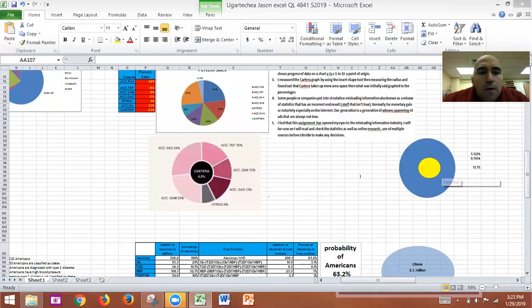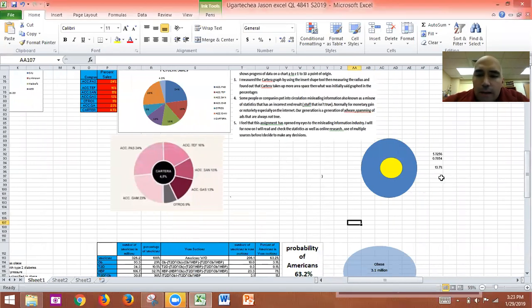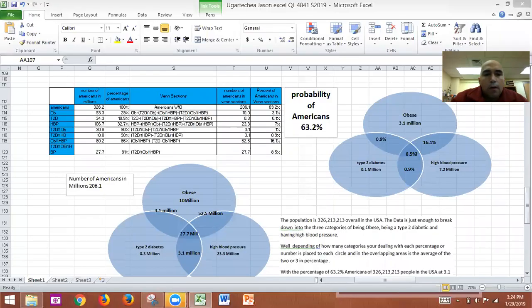Then we have the Ugartechea graph, which allowed us to really get a look at just exactly how much area, or percentage area, the Ugartechea took up. So we went ahead and got a shape. We used the shape tool on here, inserted a circle, and got it to a proportionate size. Then we measured the radius on it, and that's how we got the information to check the Ugartechea graph.